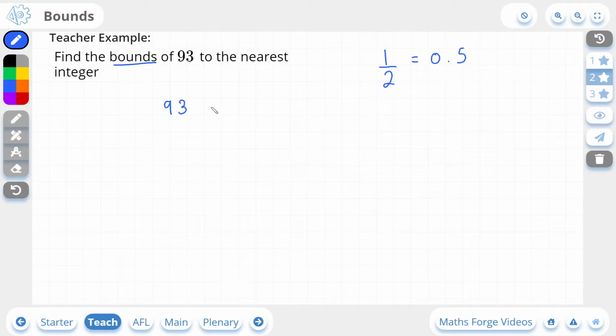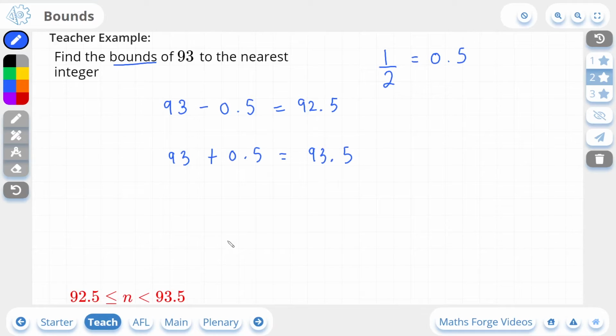So for the lower bound, 93 minus 0.5 is going to be 92.5. This is the lower bound of 93. And 93 plus 0.5 is going to give us 93.5, which is the upper bound of 93. So our bounds are 92.5 and 93.5. And if we check our answer, there it is. This is just another way of writing the number that we're dealing with, which is n, in this case 93, has bounds of 92.5 and 93.5.